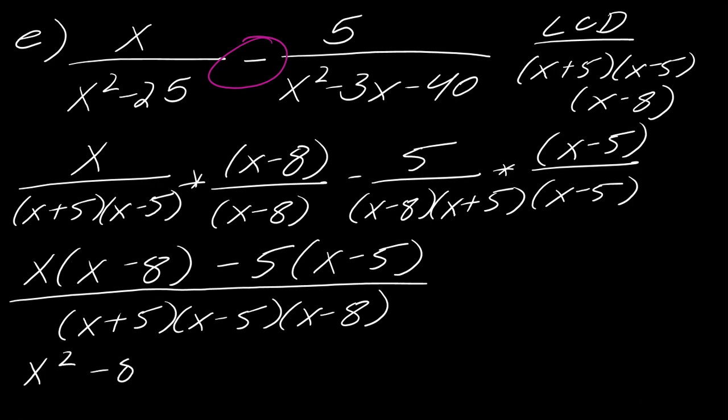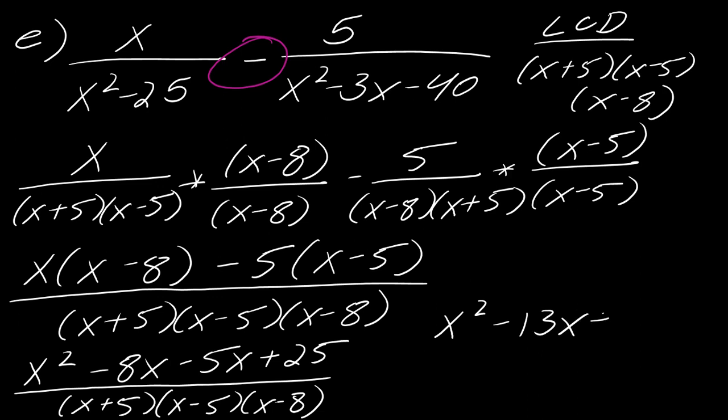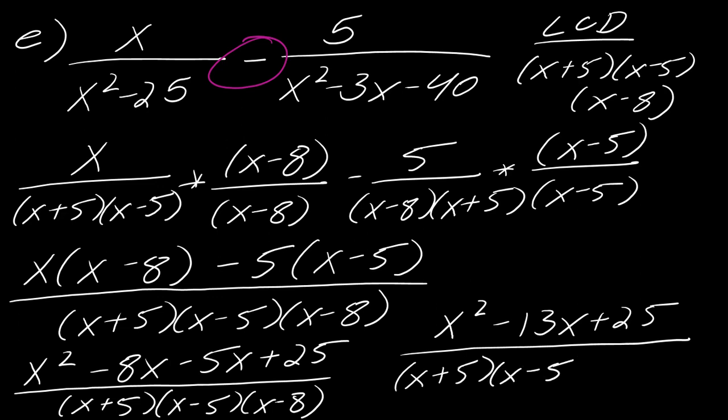So this now becomes x squared minus 8x minus 5x plus 25. It's a really common error to miss that plus 25 because you miss that minus sign. And so now I can see my like terms. So this is going to be x squared minus 13x plus 25, all of that over this whole LCD. And this will not factor any farther, so that's as good as it gets.